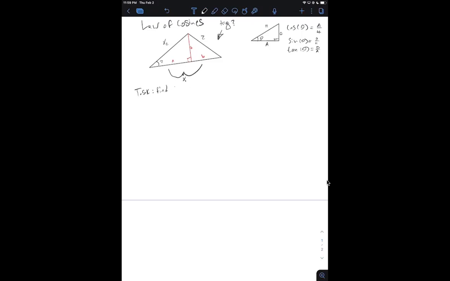find cosine of z in terms of x2, x1. I wrote these a little out of order. Just like we could in right triangle trig. So let's go ahead and take our first step.